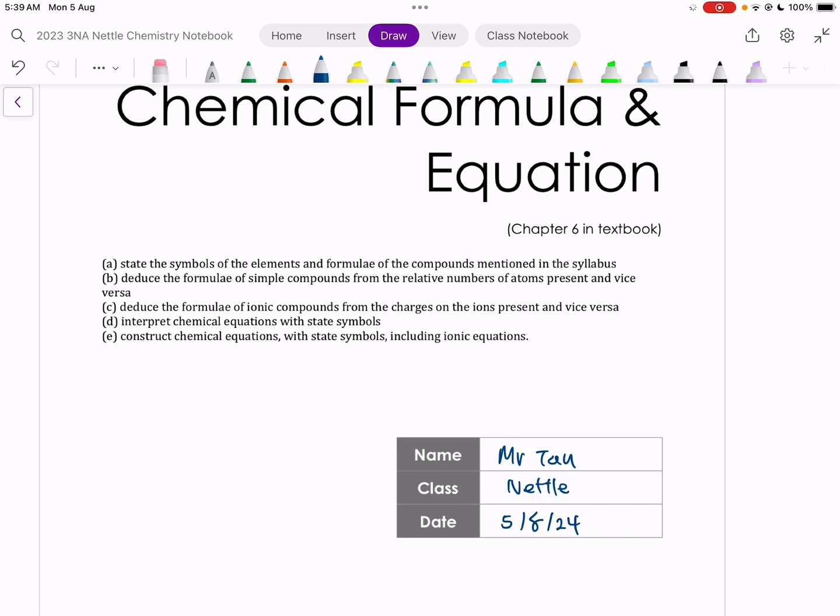There are a couple of objectives in this unit. Some recap: we'll recap on the symbols of the elements and the formulas, and then deduce the formulas of simple compounds from the relative numbers of atoms present and vice versa, as well as the formula of ionic compounds. So we are going to recap the crisscross method, as well as one-to-one in the case where it's the same charge. Different charge, then you do the crisscross method.